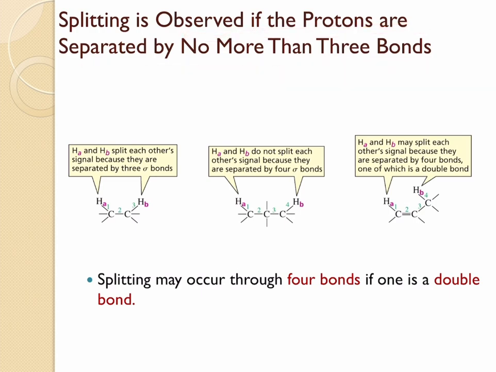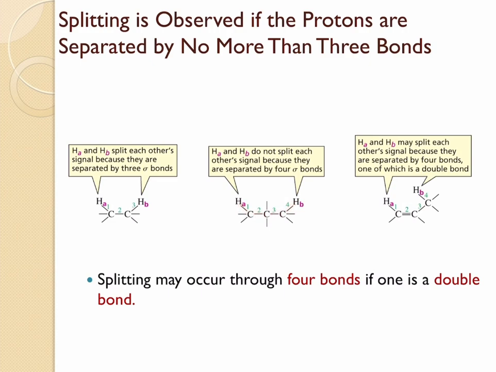Now let's take a look into this first example here. The HA protons will be split by HB protons, and similarly the HB protons will be split by the HA protons because they are separated by 3 sigma bonds: 1, 2, 3, right? But here in this case, the HA protons or the HB protons will not split each other's signals because they are separated by 1, 2, 3, 4 bonds.